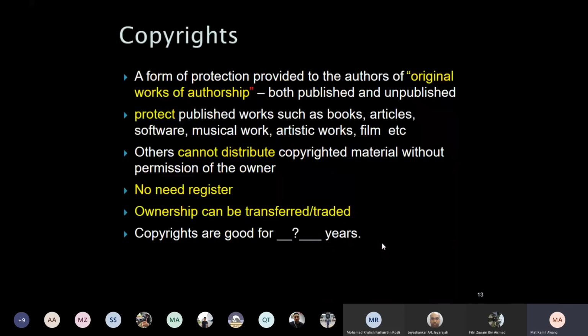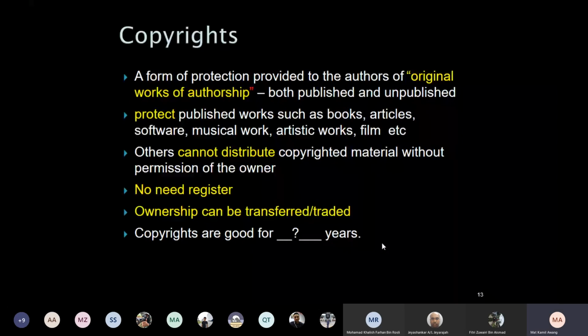Copyright is another one. It's a form of protection provided to the authors of original works or works of authorship, whether published or unpublished. So copyright is a work of art. You protect work of art. Software is considered as work of art. It protects published works such as books, articles, software, musical work, artistic work, films, and whatnot.